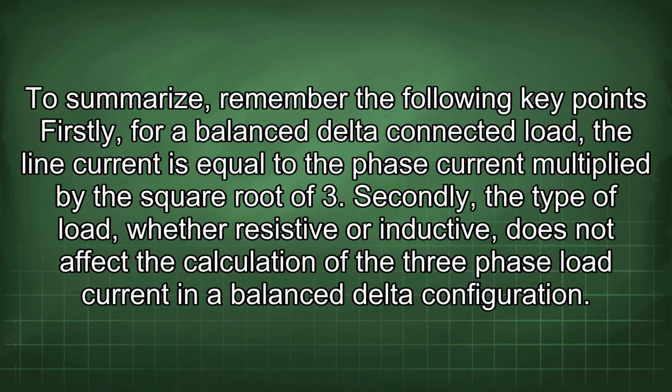To summarize, remember the following key points. Firstly, for a balanced delta-connected load, the line current is equal to the phase current multiplied by the square root of 3. Secondly, the type of load, whether resistive or inductive, does not affect the calculation of the three-phase load current in a balanced delta configuration.